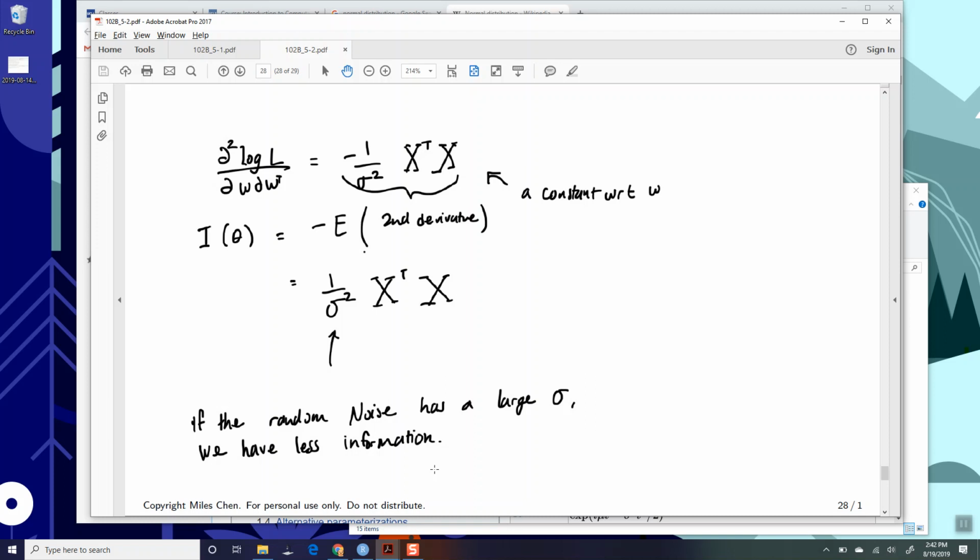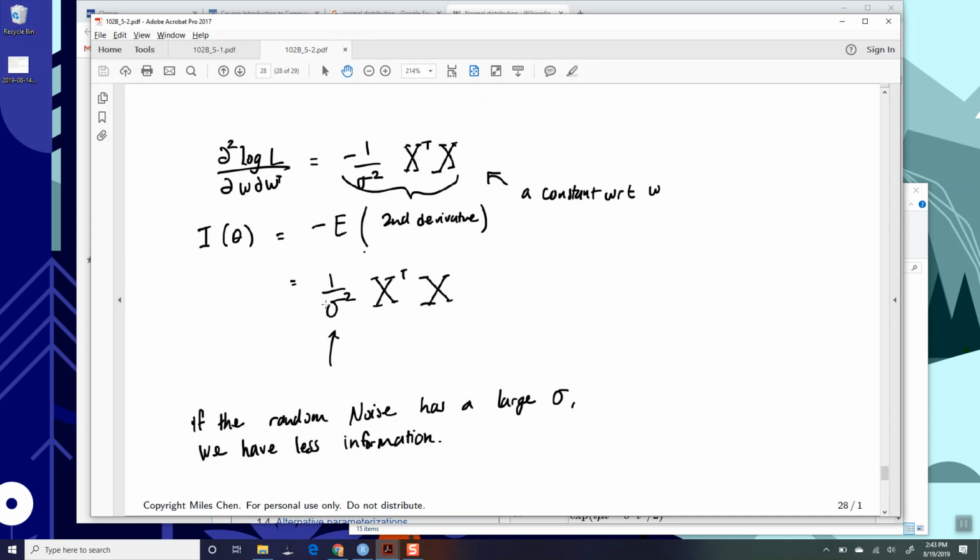All right, and so the Fisher information is going to be the expected value of this Hessian. If we ask what is the expected value of the negative of this, this is just a constant with respect to w, so we just end up getting this. So the Fisher information is going to be 1 over sigma squared times x transpose x. The final conclusion is that if you've got a large variance for the random noise, you're going to have less information because this is in the denominator. And that makes intuitive sense.